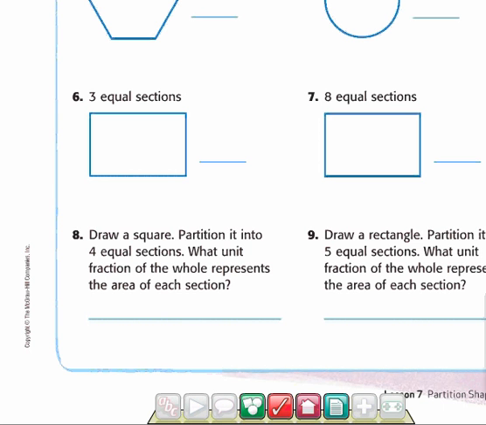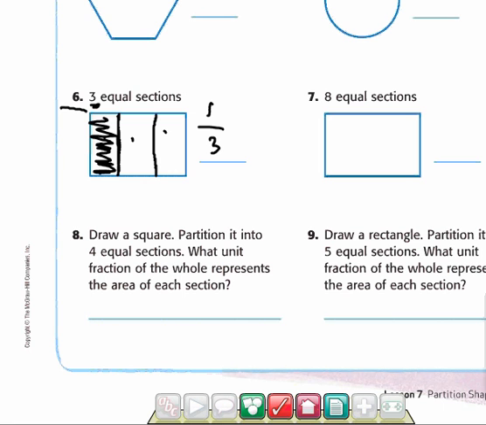Alright, let's take a look at number 6. Now number 6 is a little interesting because we no longer have an even number, we have an odd number. So we are not allowed to cut it straight down the middle. When we do 3 equal sections, we want to imagine this rectangle being cut into 3s. So instead of coming right down the middle, I want to go off the center. Off the center, notice how it's not right in the middle. And again, off the center. So now I have 1, 2, 3 equal pieces. And again, if I shade one of those pieces, I should get 1/3 as my unit fraction.